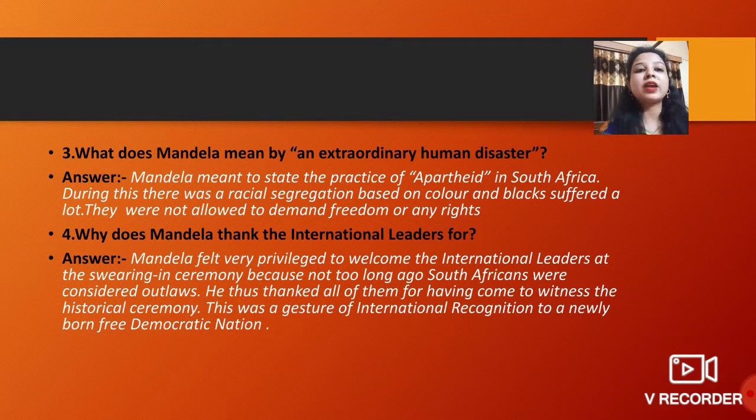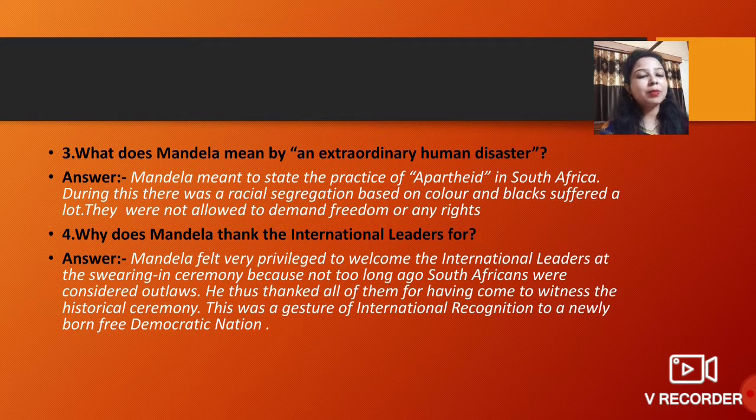During this, there was a racial segregation based on color. As I said, it was a segregation based on color, and the blacks suffered. Obviously, if the blacks were tortured, they would suffer. They were not allowed to demand freedom or any rights. So see the miserable condition of the black-skinned Africans. They were treated like slaves and they were denied any freedom or any rights. So this is what Mandela and his followers fought against, and they achieved success as well.